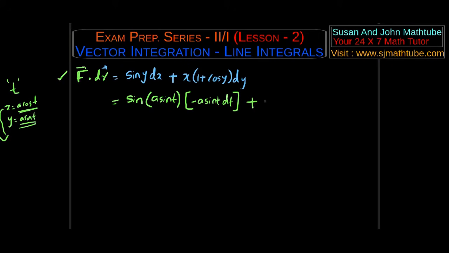plus what is x? a cos t, I'll put square brackets, 1 plus cos of what is y? a sin t, and dy is a cos t dt. Now let's simplify this. So this is equal to, it's a long expression, so I'll put that a here.